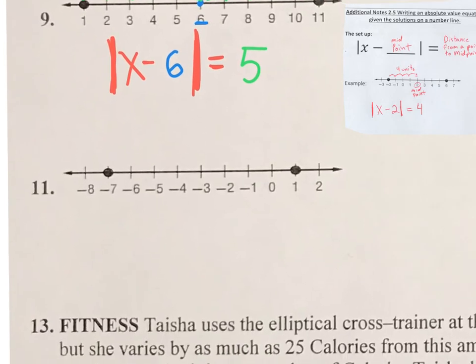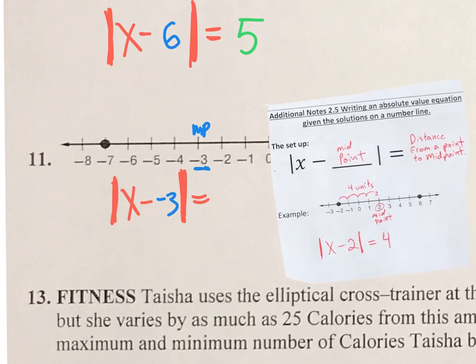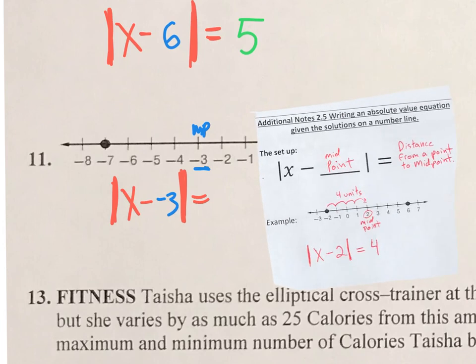Let's take a look at number 11 here. Once again, let's set it up. You have your absolute value. You have x minus the midpoint. So let's first find the midpoint by counting. We go one in, we go another, we go another. So the midpoint is right here, -3. So -3 is the midpoint. -3. So -3 belongs right in here. And then it says equals what? It equals the distance from a point to the midpoint.